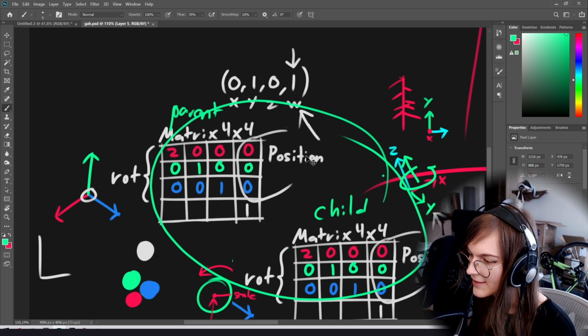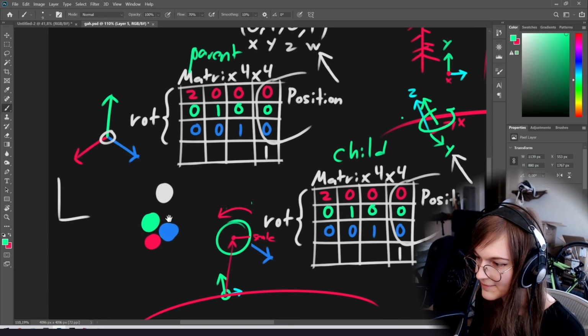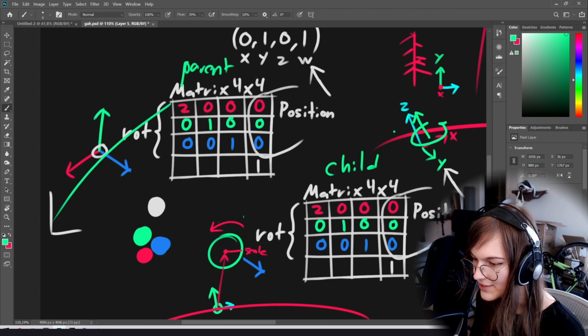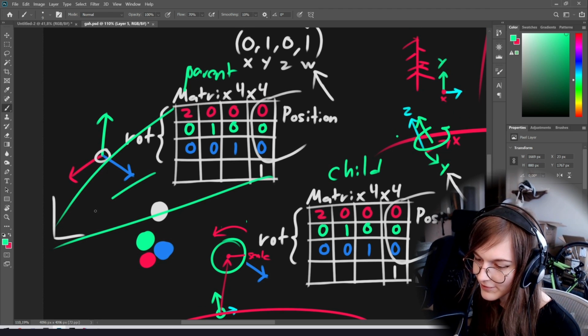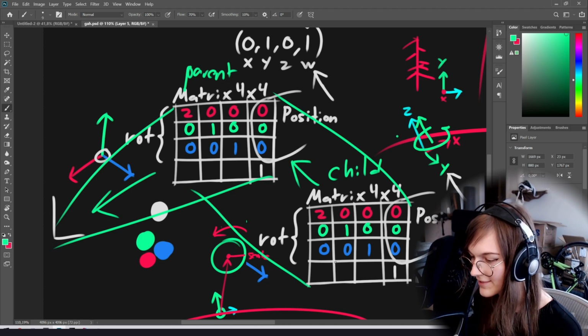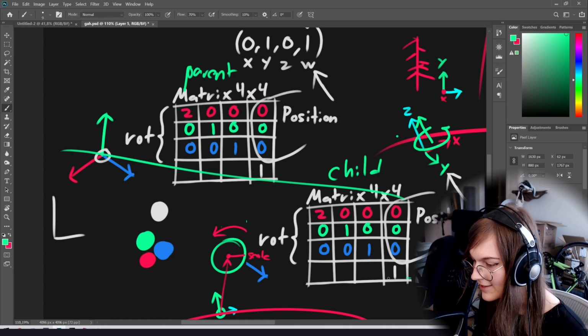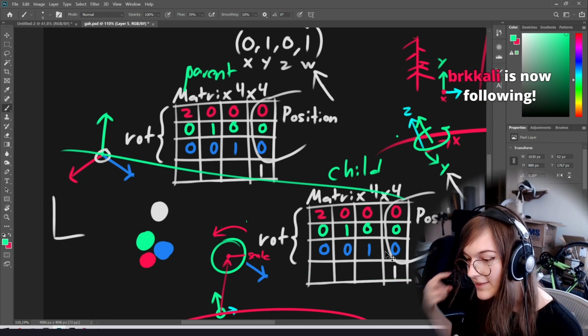Multiplying these 2 together would give you the full description of transforming the child object into world space, right? Because this one is describing a transformation from local to world. This one is describing the transformation from local to parent. But if we multiply these together, you would get the combined operation of child object to world. That's what we need to do.